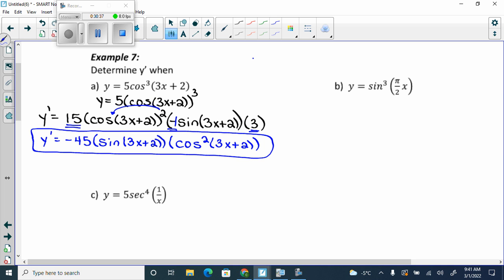So for B, we're going to go sine pi over 2, sine pi over 2x, all to the 3.